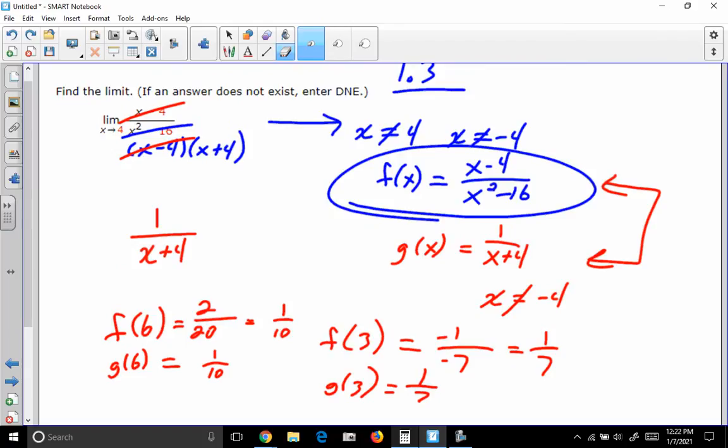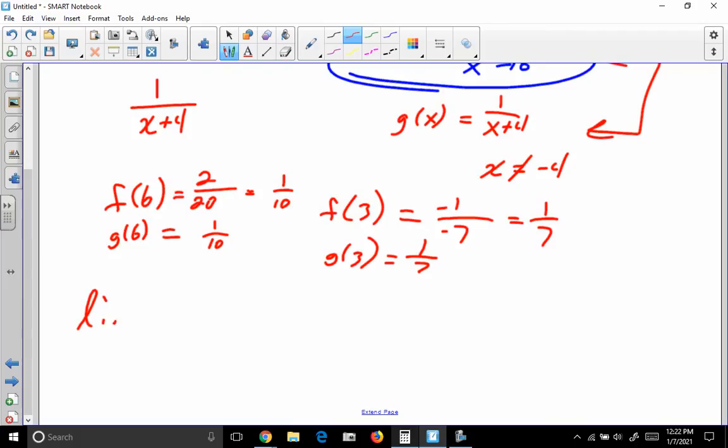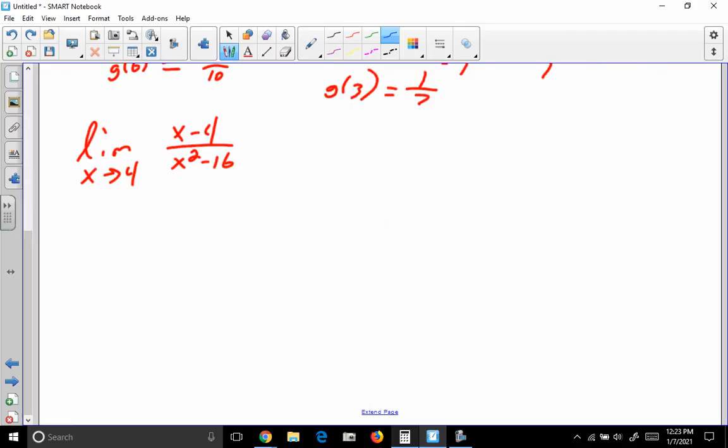Now, for negative 4, they are both undefined at negative 4. But notice the top function is also undefined at positive 4. Is the bottom function undefined at positive 4? Well, no. So if we want to find out what is the limit as x approaches 4 of x minus 4 over x squared minus 16, since they share the same values everywhere except where they're undefined, then we should be able to compare that to this function and take the limit there.